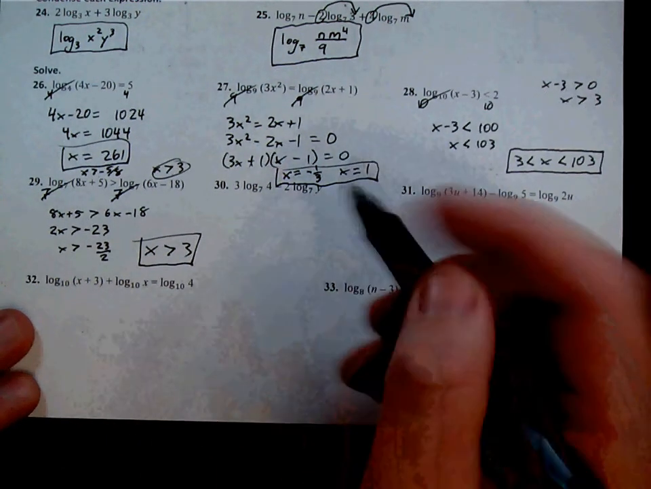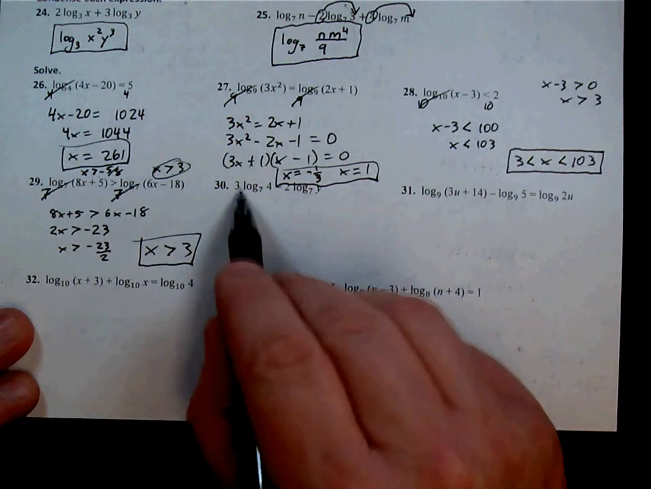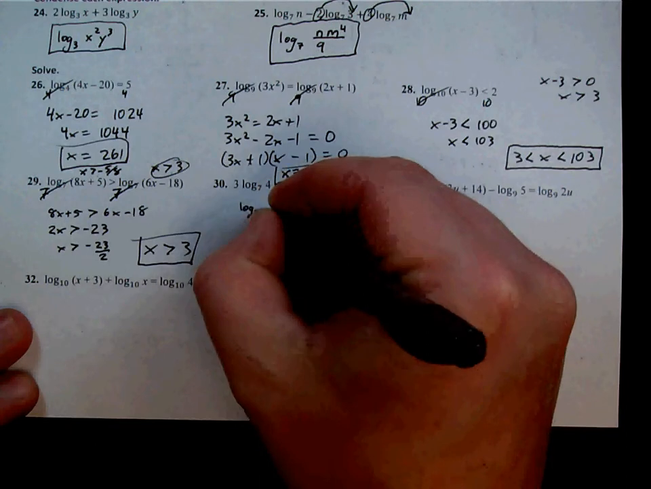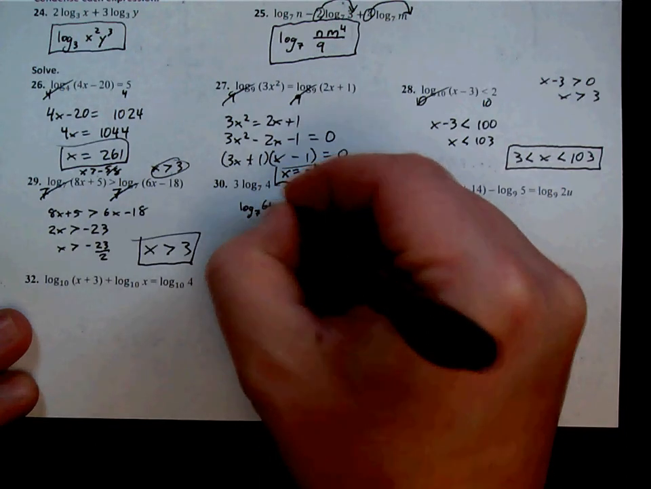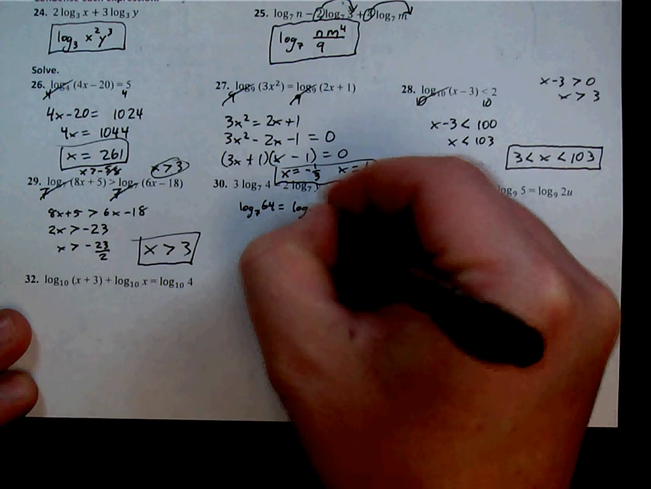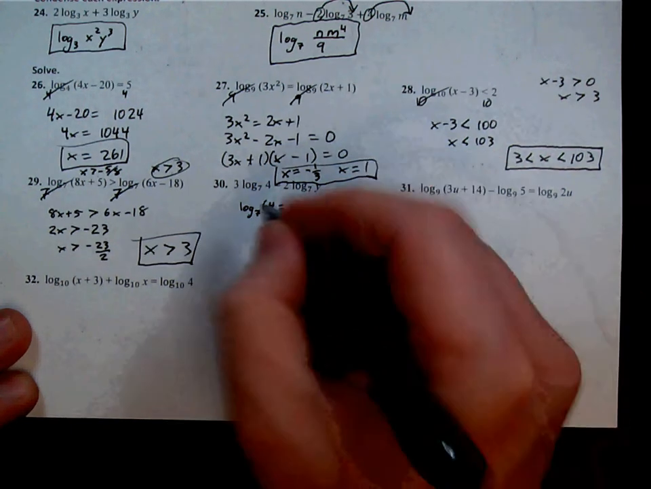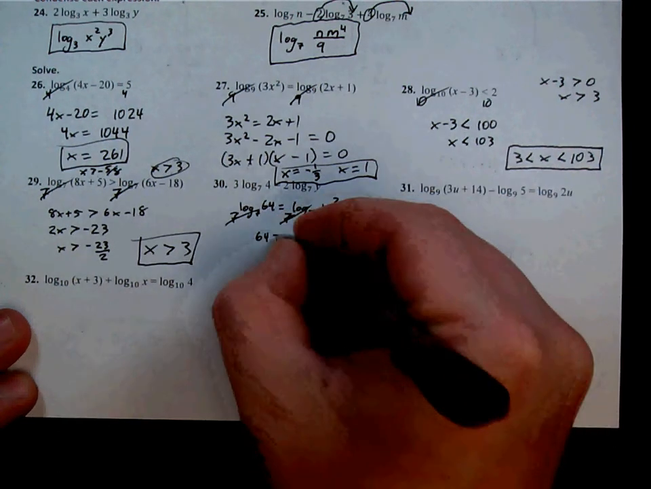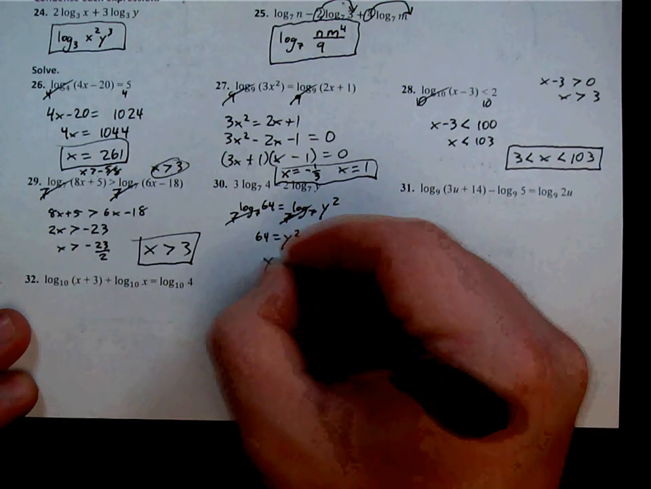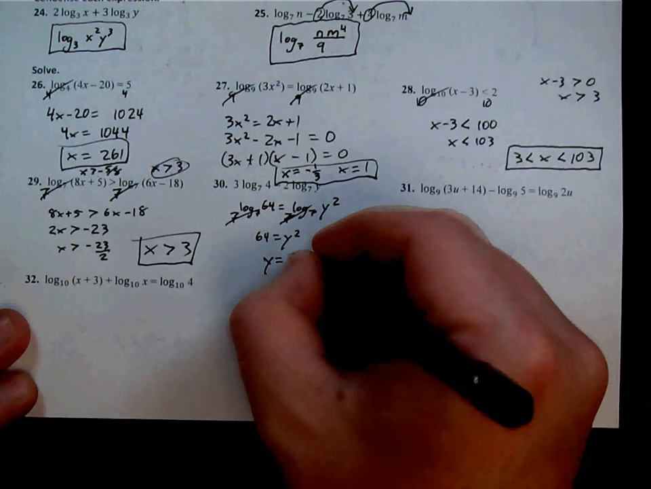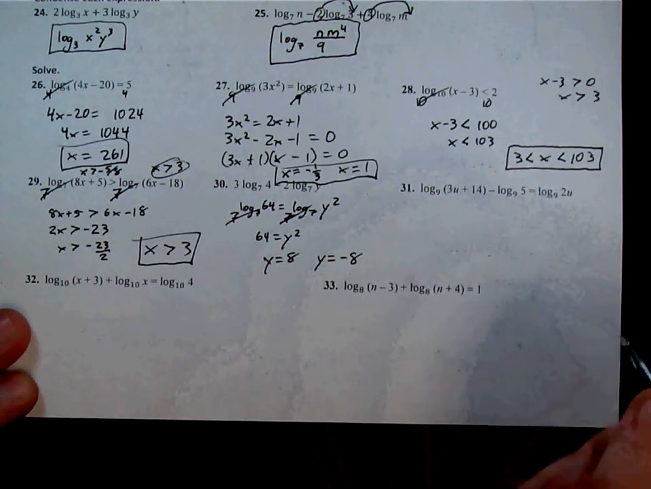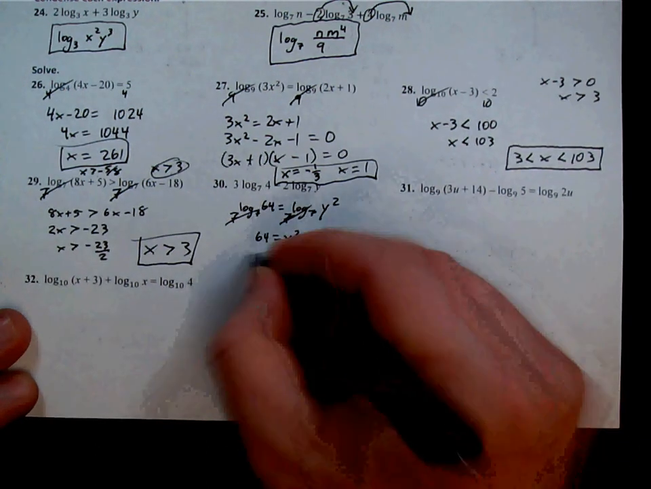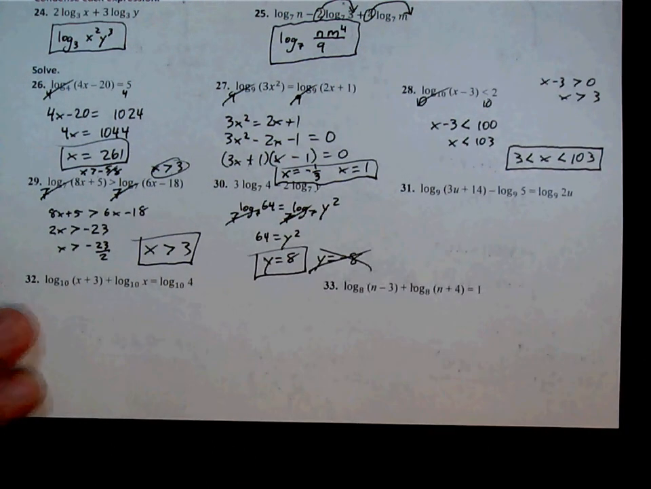Number 3. That's an equal sign there, I kind of wrote over it. I can turn my 3 into an exponent, so log base 7 of 4 to the third, which is 64, equals log base 7 of y squared. Exponentiate with 7s, which cancels out the logs, so 64 is equal to y squared. Square root: y has to be a positive 8, or y has to be a negative 8, but we can't take a log of a negative number, so we throw the negative out. Positive 8 is the only one that works.